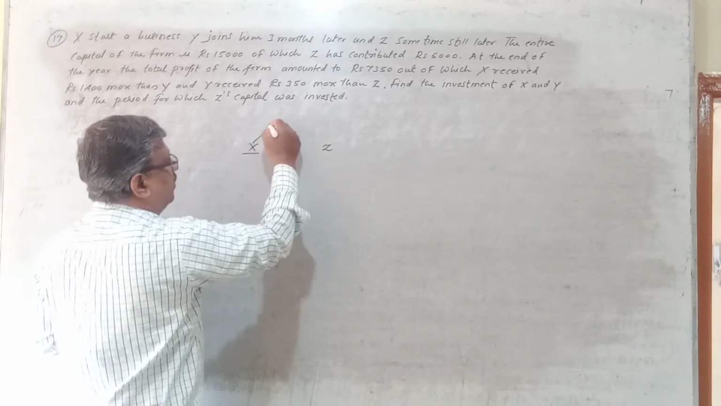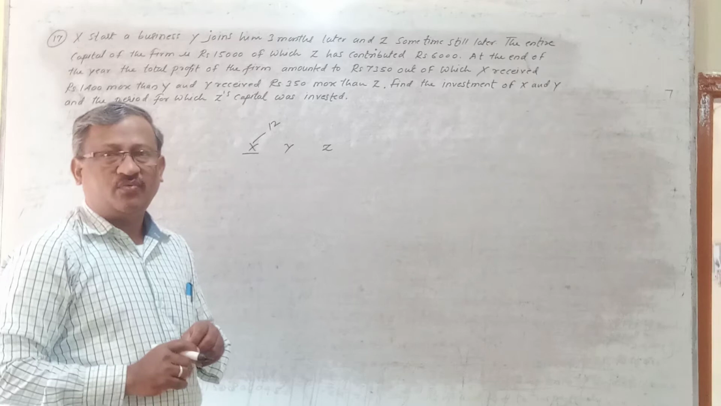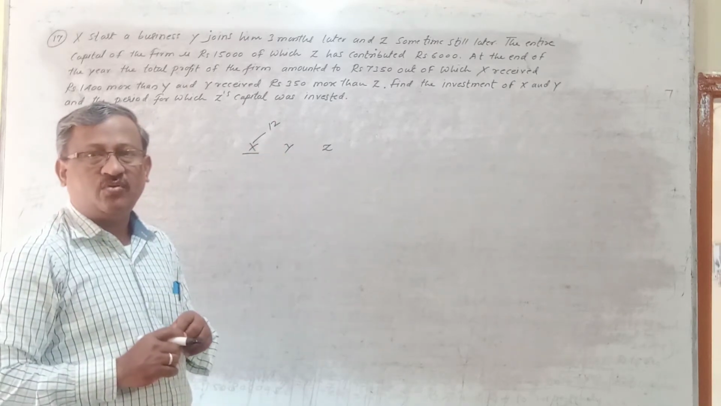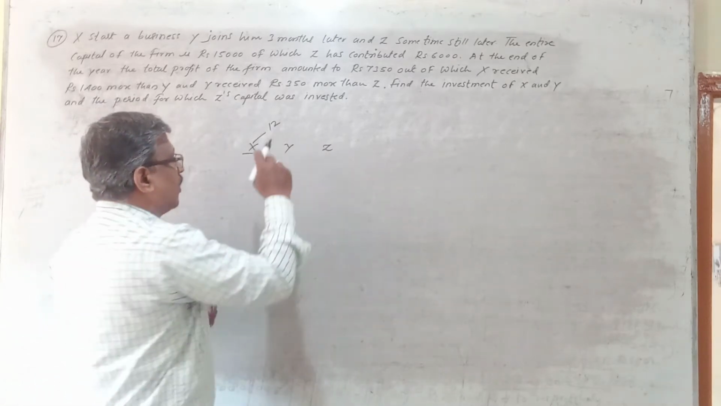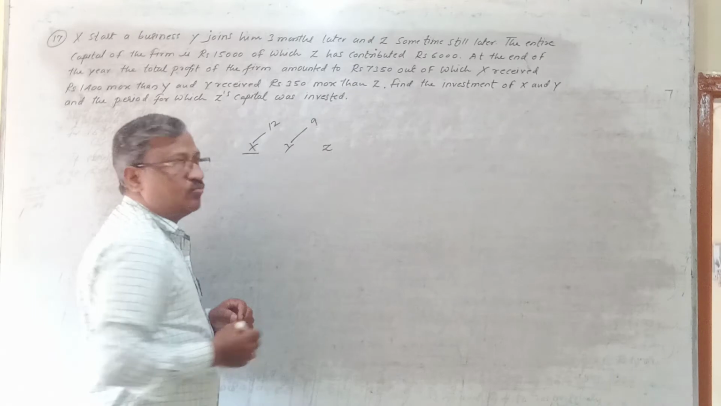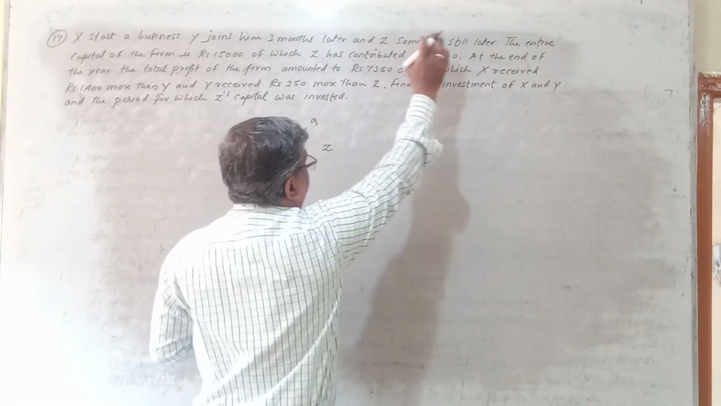X has started the business, so he was there in the business for the full 1 year, for full 12 months. His capital is used in the business for 12 months. And Y has come 3 months later, so he was there in the business only for 9 months.